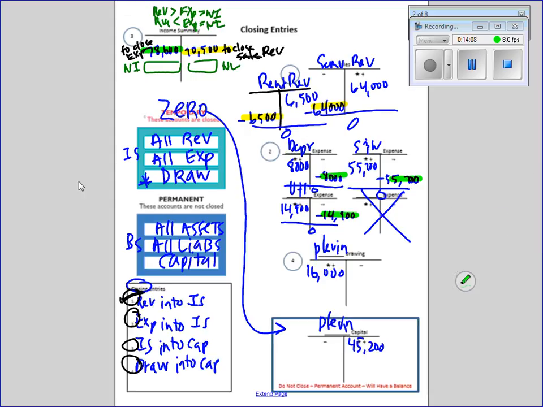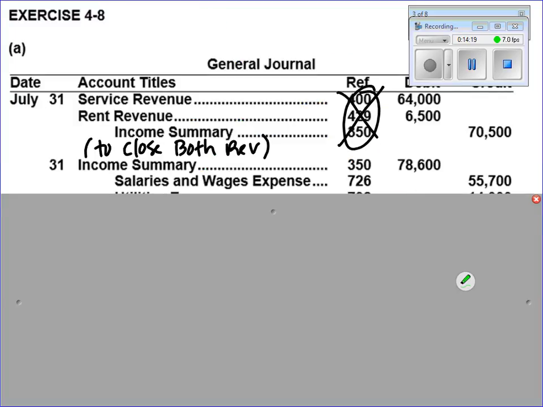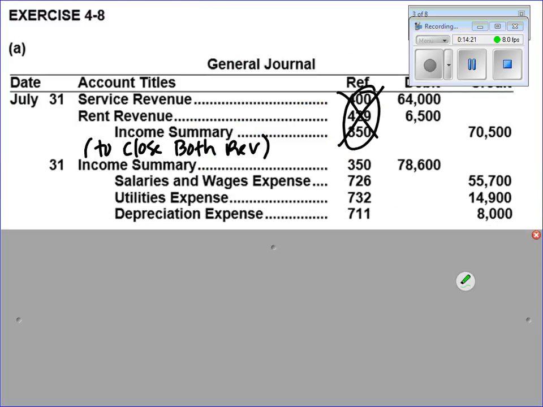Can you tell our problem from an analytical standpoint? Can you tell why we have a net loss? We have more expenses than we have revenue? Yep, so we'll work through that one next. Now, simply take what you did there and journalize it.